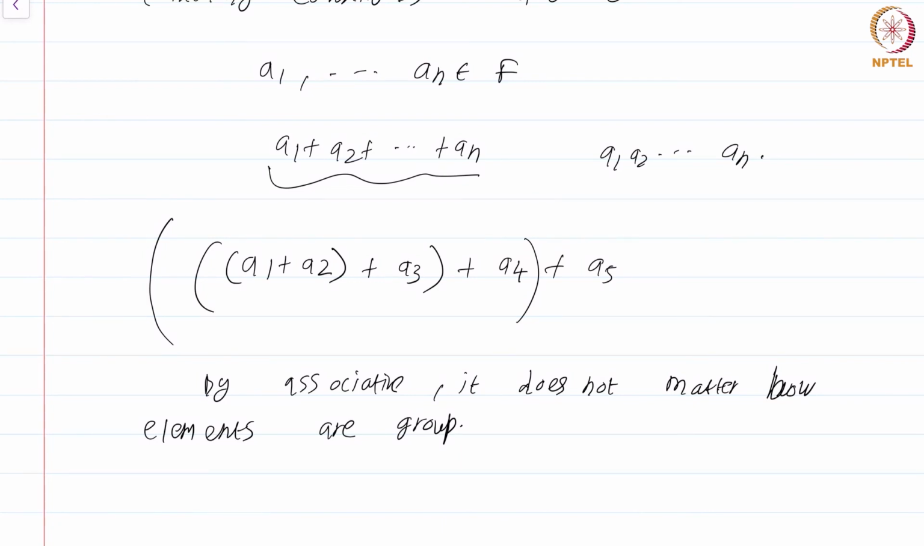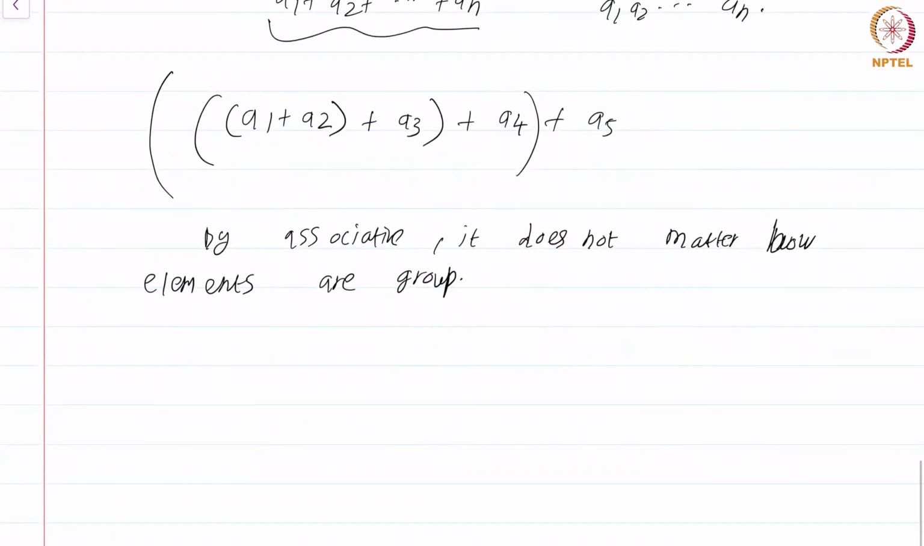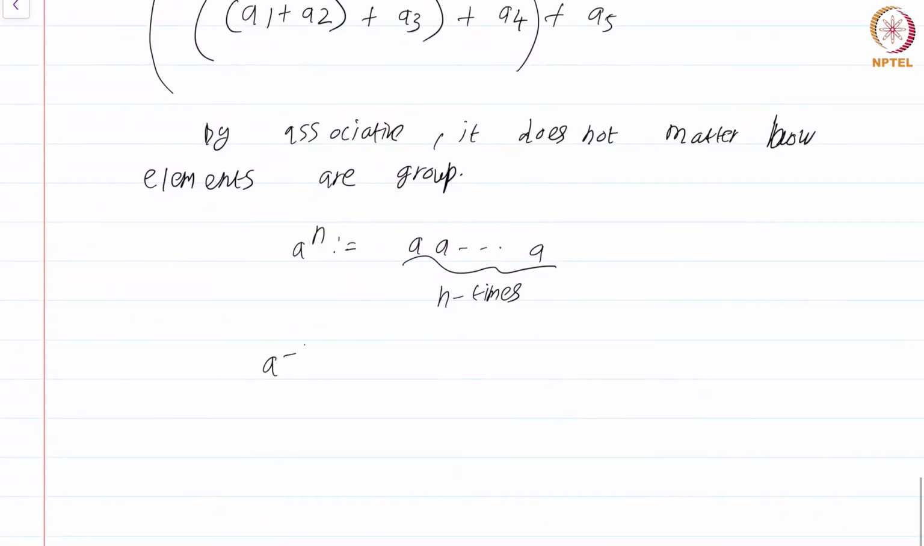Okay. Similarly for multiplication, we also have the special case from the fact that we can define multiplication and addition of n elements. We can define a power n to be just a n times. We can define multiplication of a by itself n times. We can also define a power minus n whenever a is not 0 by a power n's inverse.